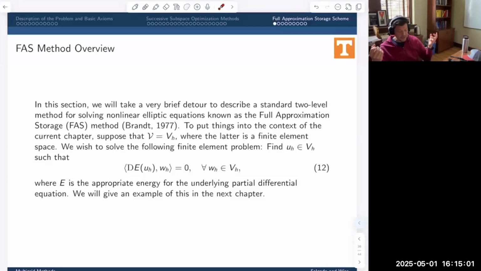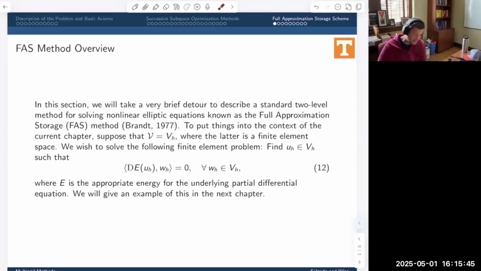So the idea is we want to come up with a kind of method which generalizes SSO, but looks a lot like this more classical method called the FAS method, the full approximation storage method. This method, full approximation storage, I'm going to talk about in this little section here, just in a few short slides. It was developed by Achi Brandt in the late 70s. And I want to put this in a context that we already understand. So I'm going to go back to the context of the finite element method.